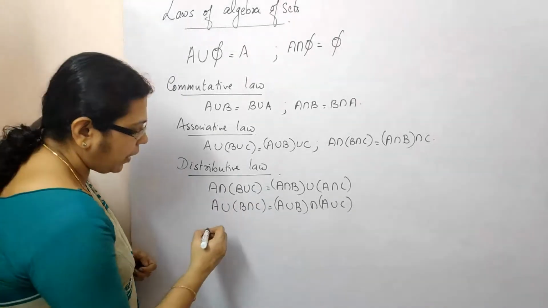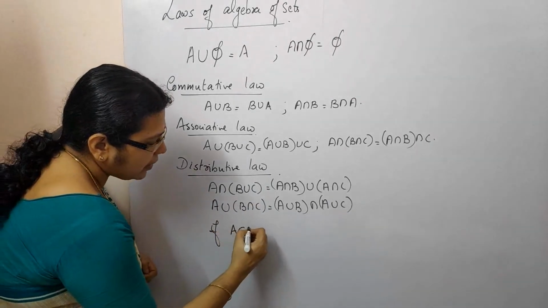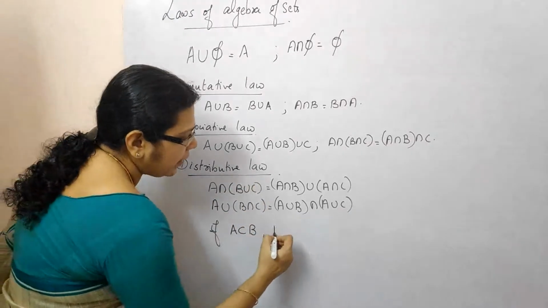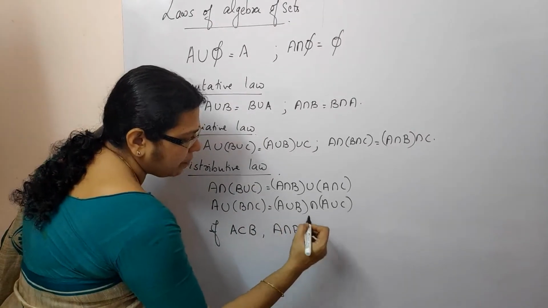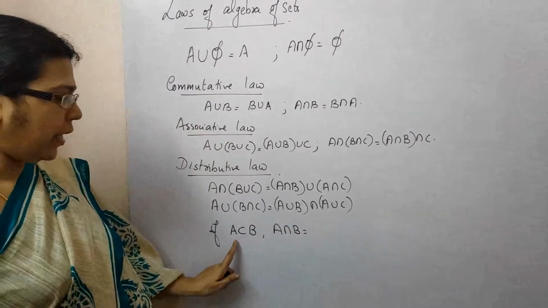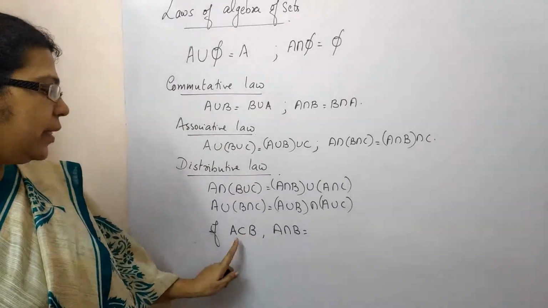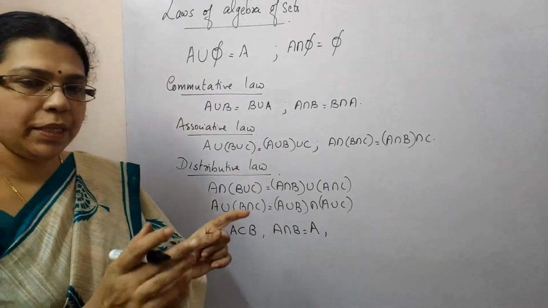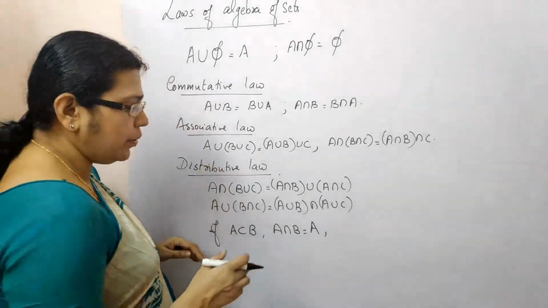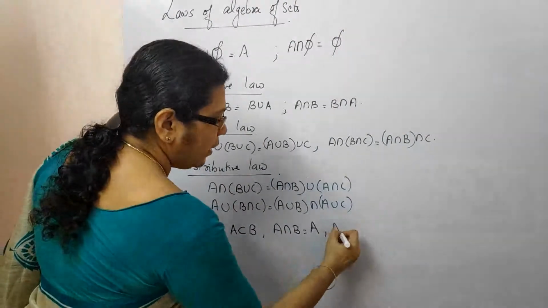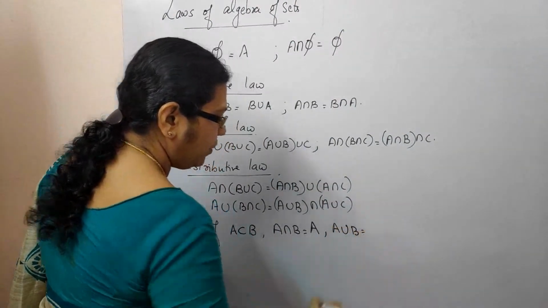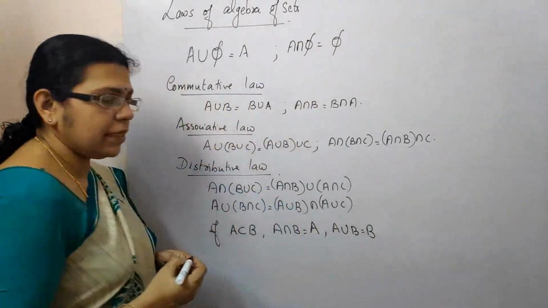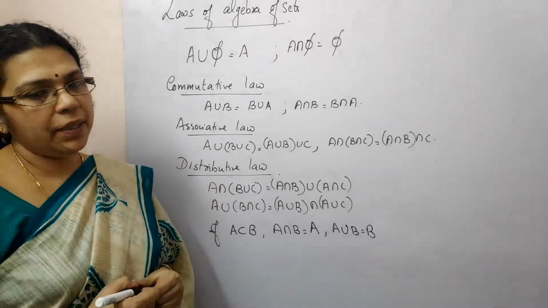Now, I am giving you a note: if A is a subset of B, then what is A intersection B? Which is more? B is more. A is contained in B. So A intersection B will be A, isn't it? A is completely in B. So A intersection B is equal to A. And what is A union B? The bigger set. A union B is B. A intersection B is A and A union B is B.